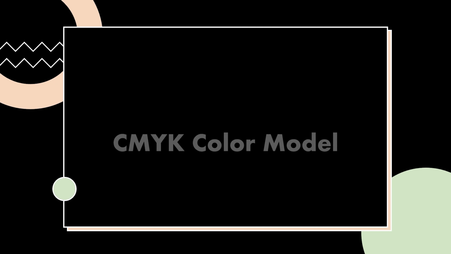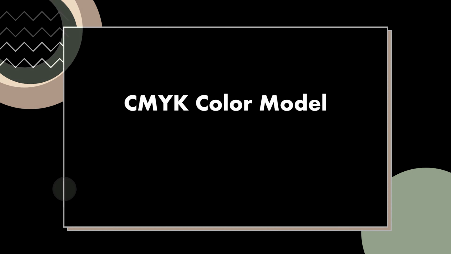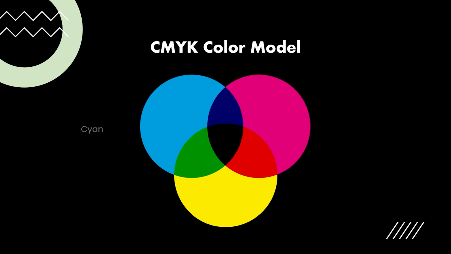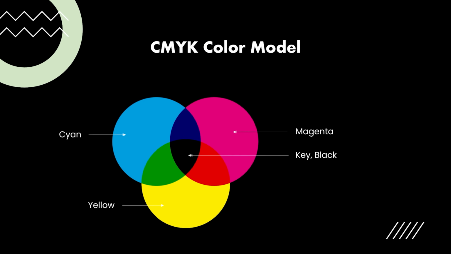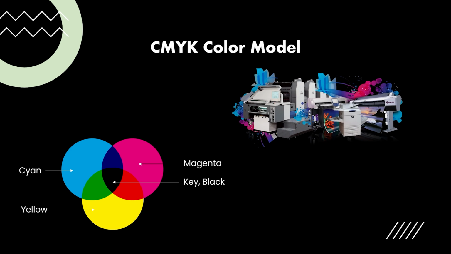CMYK. The name of this subtractive color model comes from the initials of the colors cyan, magenta, yellow, and key, that is black. This model is mostly used in color printing. CMYK being a subtractive color model, it subtracts brightness from white. CMYK is used mainly for getting better printing results.